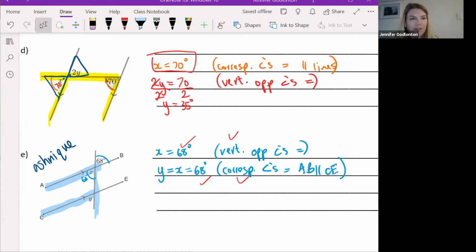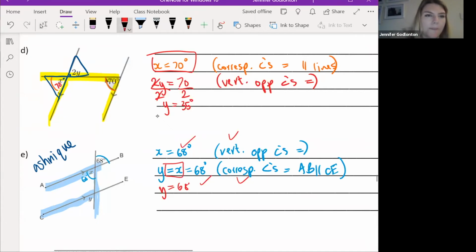Oh, you've muted again. Hold on, there we go. I'm unmuting you for a second. Did you just say y is equal to 68? Yes. That's fine. That's 4 out of 4. You don't need to have this part over here. So it's not necessary. Did I get 4 out of 4? Yeah, 4 out of 4.